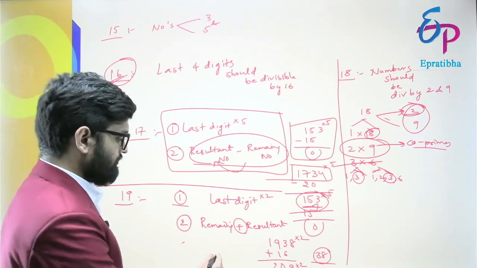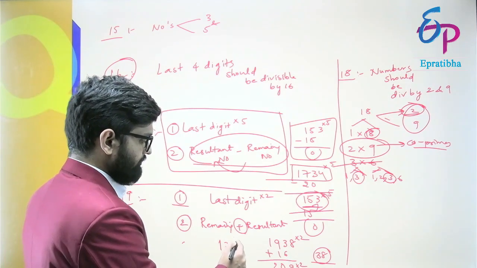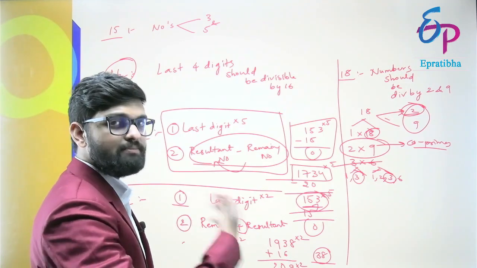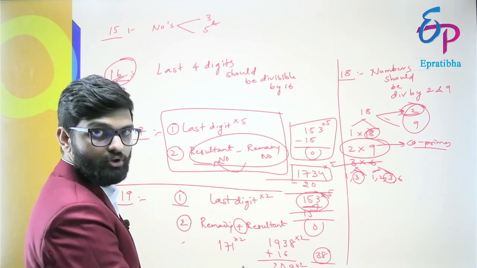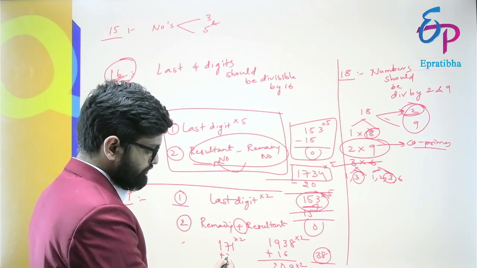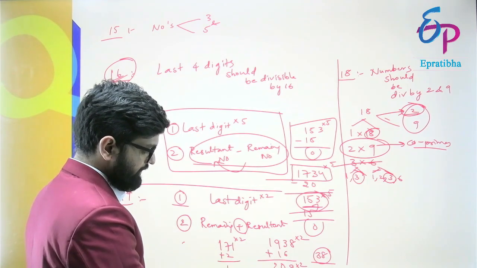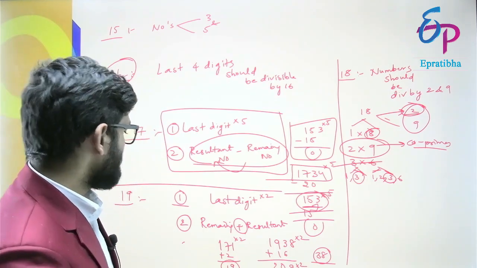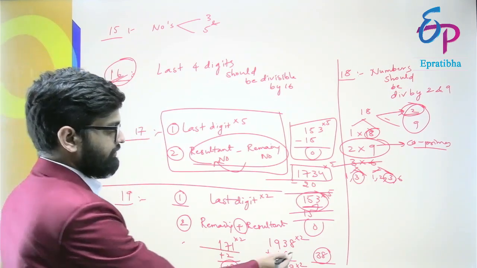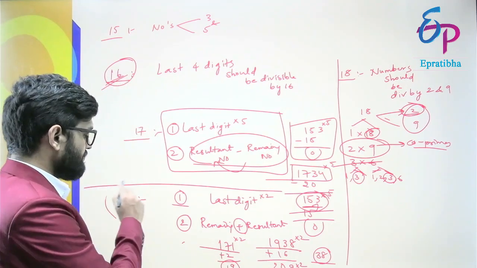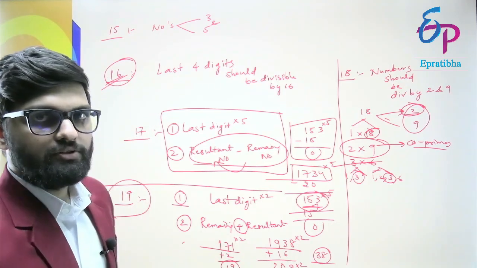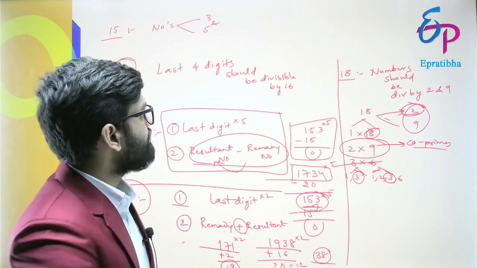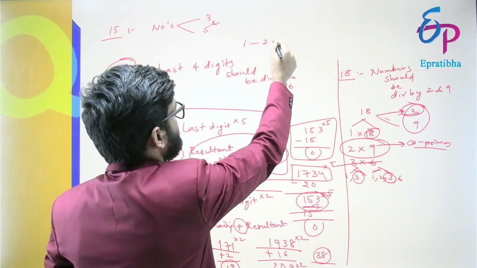Yes. If you take one number, 171, and multiply with 2, I am taking a simpler example. 1 into 2 is 2. Just you have to add these two numbers, right? What is 17 plus 2? It is 19. 19 will come in 19 table. So that's why this 171 and this 1938 both are divisible by 19. So this is it. This is from 1 to 20 divisibility rules, right?